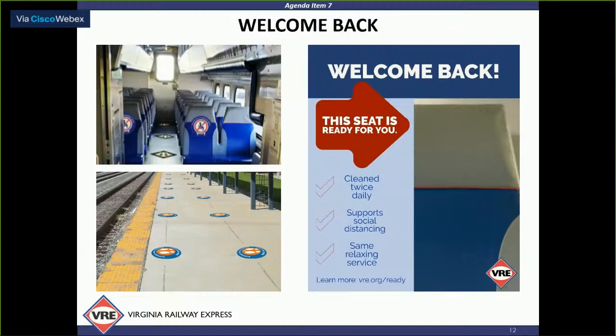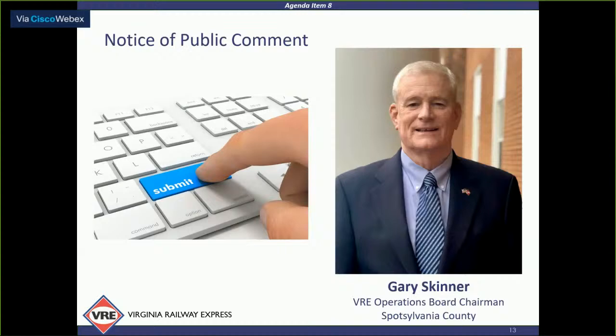Good. Next one, item 8, is the VRE riders and public comments. The public comments for this meeting are being taken electronically. Members of the public need to visit VRE.org for the link to the public comment form. The link will remain open throughout the meeting, and the clerk will read all public comments at the end of the meeting. Moving to action 9.